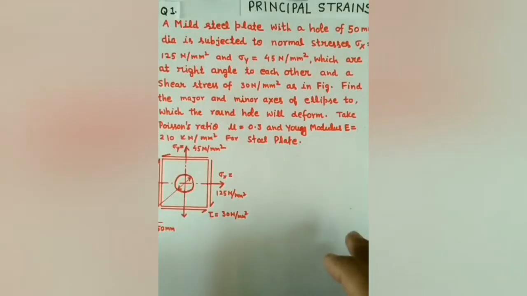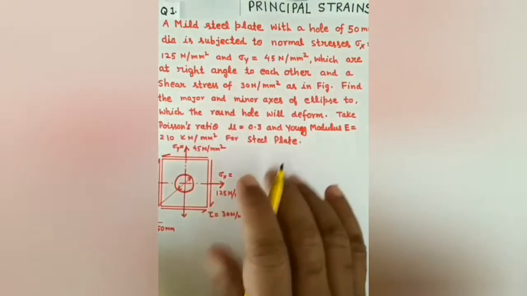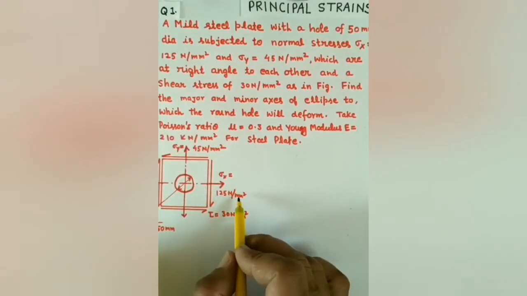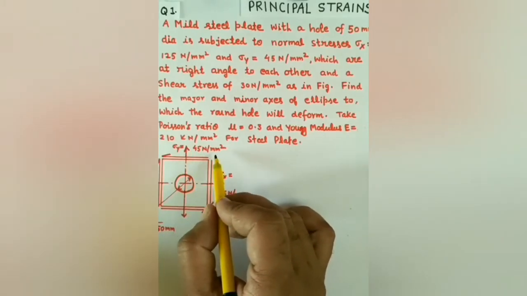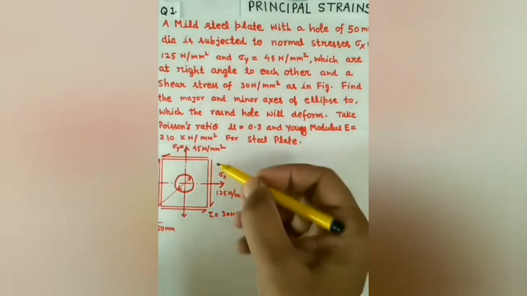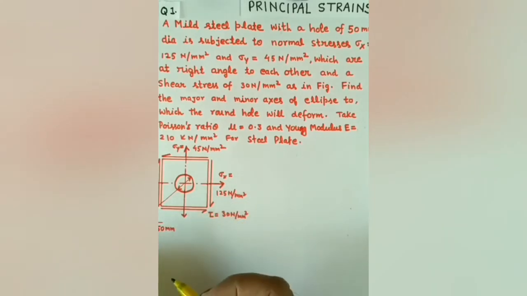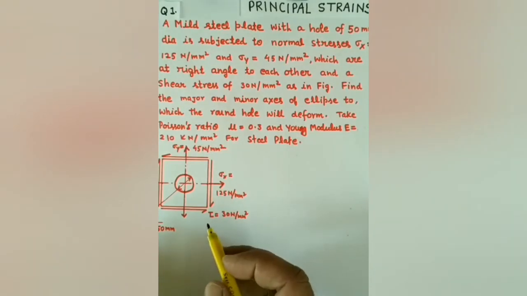Let's take this numerical on principal strains. A mild steel plate with a hole of 50 mm diameter is subjected to normal stresses sigma x equal to 125 Newton per mm square and sigma y equal to 45 Newton per mm square, which are at right angle to each other, and a shear stress of 30 Newton per mm square as in this figure. Find the major and minor axes of the ellipse to which the round hole will deform.